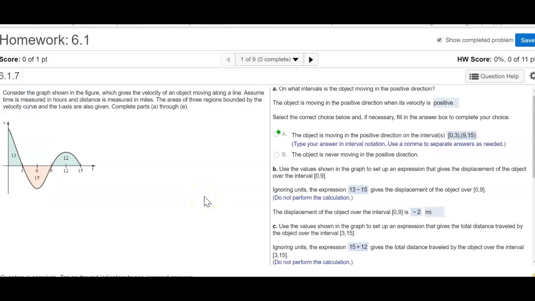Okay, so we're here to look at a few of these homework problems. There's a few little nitpicky things that happened here. The big ideas of the section involve that we know that if you take the derivative of position, then you're looking at a velocity function, and the derivative of velocity is acceleration.